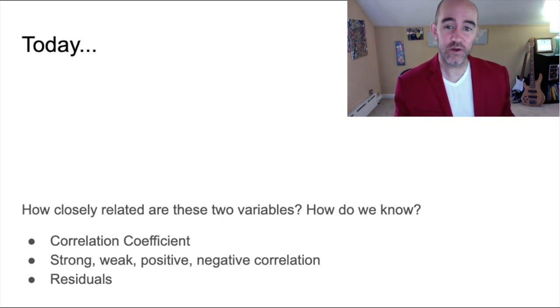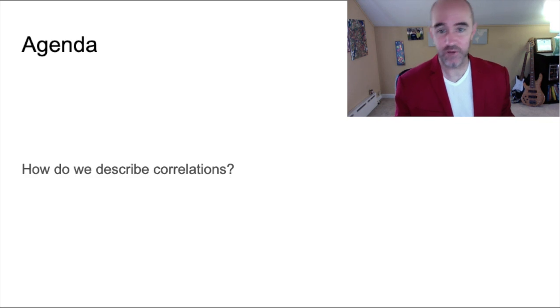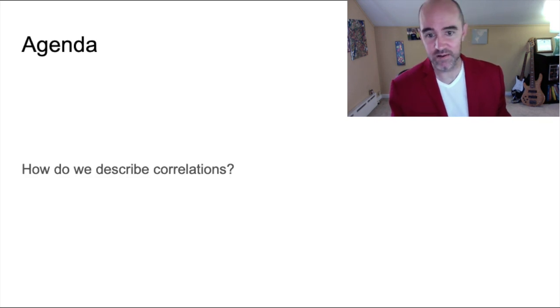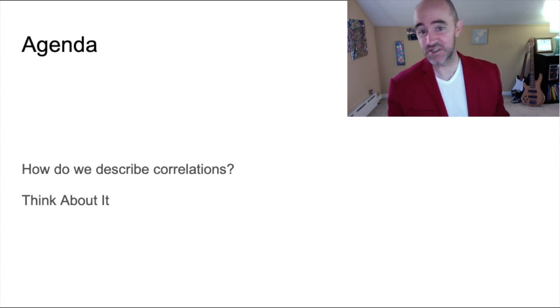I'm going to quickly walk you through how we describe types of correlations, strong or weak, positive or negative, linear or nonlinear. And then you're going to do a think about it. You're going to have some discussions. You're going to learn what residuals are. And you're going to do an exit ticket. Now, what you don't see in this agenda is you'll be spending most of your time today playing around with statistics and trying to figure out what's going on with these lines. It should be fun.